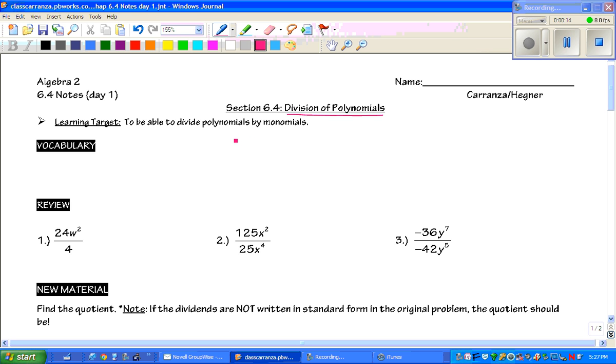Today we are talking about division of polynomials. Before we get started with our learning target, which is to be able to divide polynomials by monomials, let's go over some vocabulary.